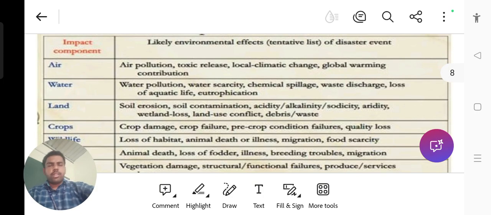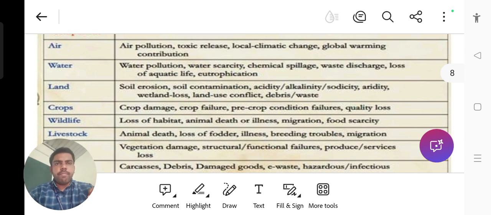Coming to water, what are the water-related hazards here? Water pollution, water scarcity, chemical spillage, waste discharge, loss of aquatic life, and eutrophication. Eutrophication means loss of nutrients. And land means soil erosion and soil contamination. That is also one of the disasters or hazards, along with wetland loss, land use conflicts, and debris or waste.